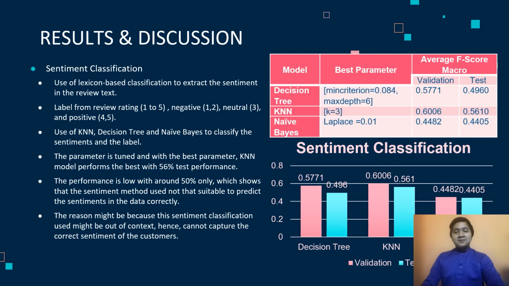Even with the best model, we only get a low performance of around 50%, which shows that the sentiment method used is not suitable to predict the sentiment in the data correctly. The reason might be that the sentiment classification used might be out of context. Hence, we cannot capture the correct sentiment of the customer. We also need to use a more custom corpus which is suitable for this dataset to get better performance.